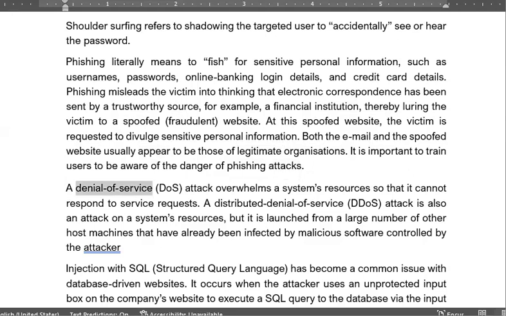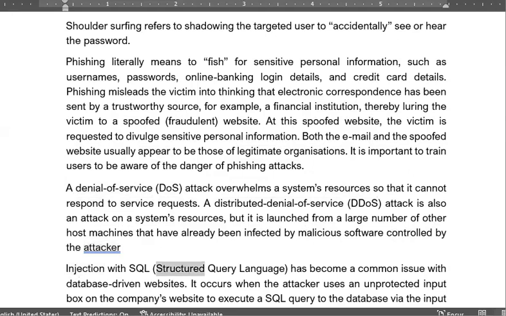A denial-of-service (DoS) attack overwhelms a system's resources so that it cannot respond to service requests. A distributed denial-of-service (DDoS) attack is also an attack on a system's resources, but it is launched from a large number of other host machines that have already been infected by malicious software controlled by the attacker.